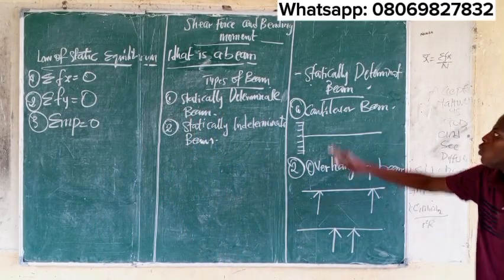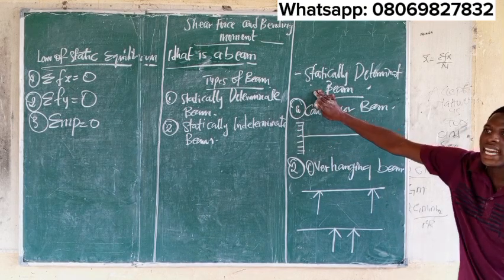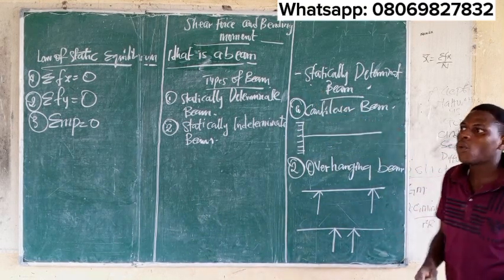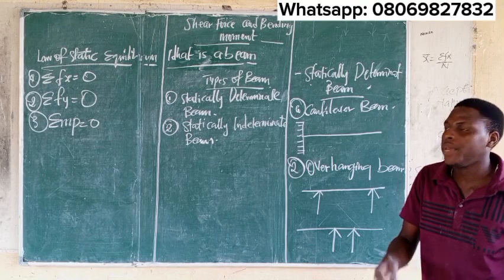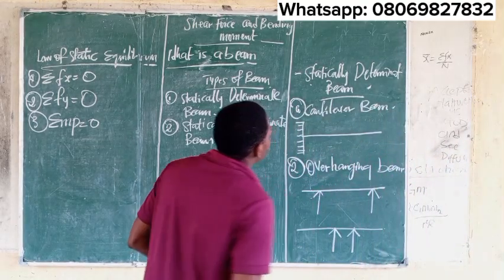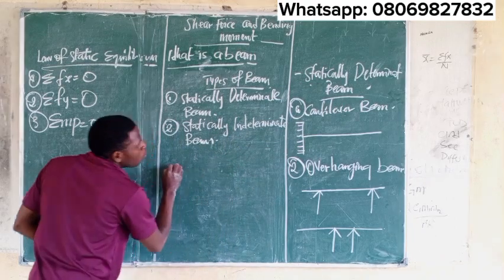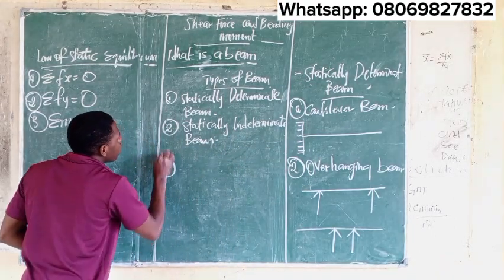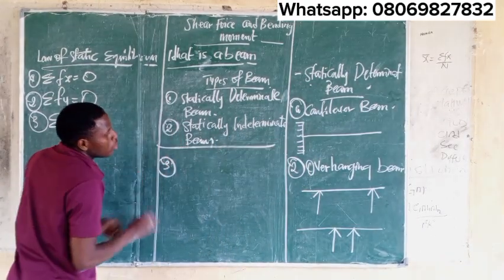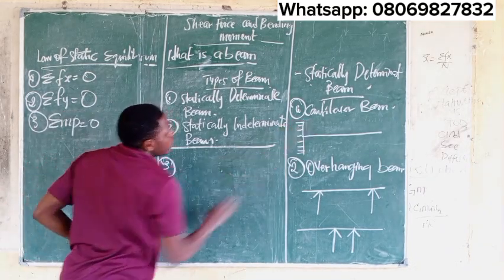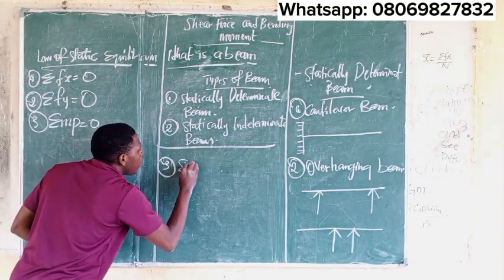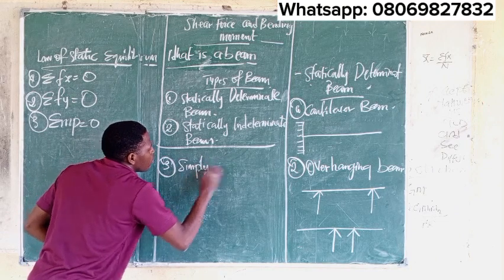Now the next one which we talk about under the statically determinate beam is what we call the simply supported beam. That's number 3.